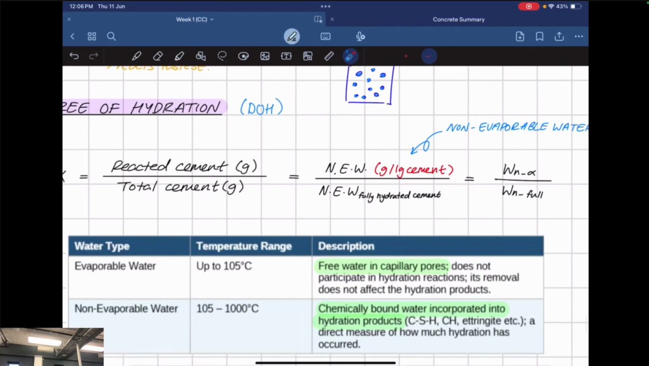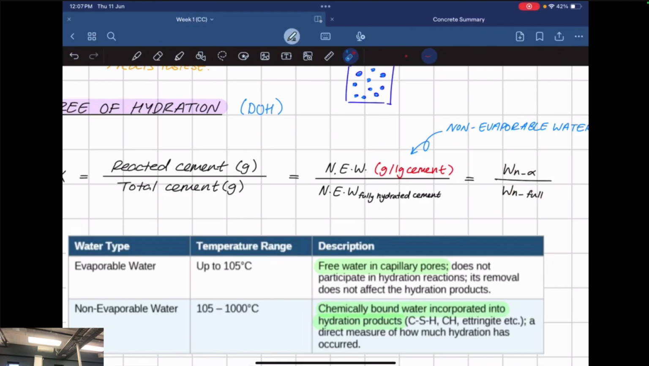So there's this formula for degree of hydration. It's the non-evaporable water in grams per 1 gram of cement, divided by the amount of non-evaporable water in a fully hydrated sample of cement. You've got these two symbols for it, but it's not really that important. All you need to know is one of these two. Any questions about evaporable and non-evaporable water?